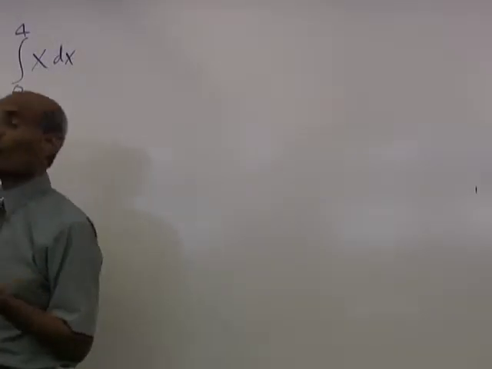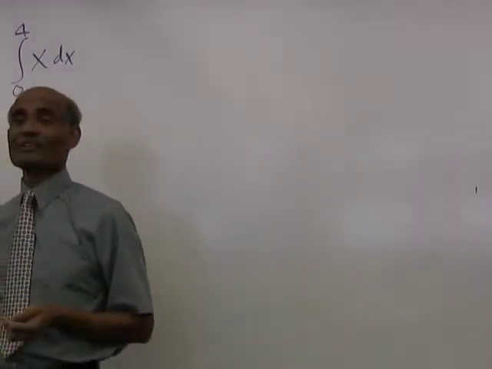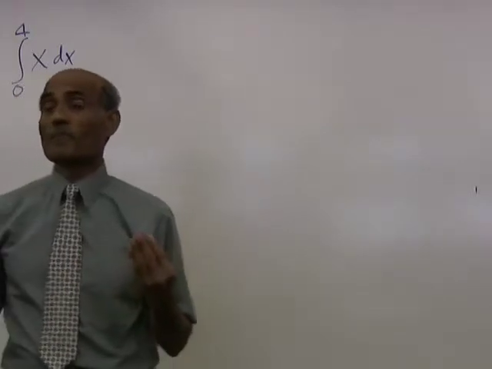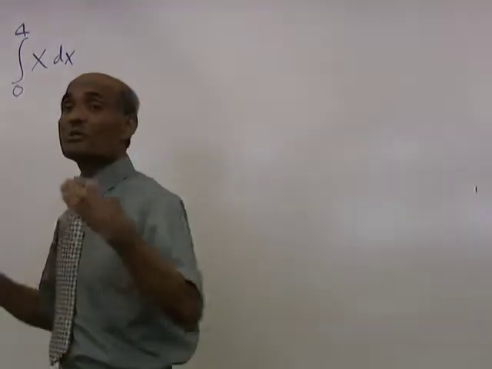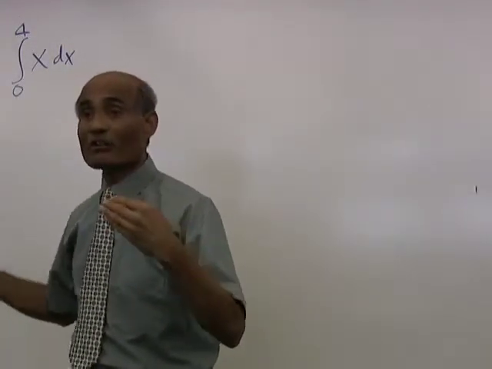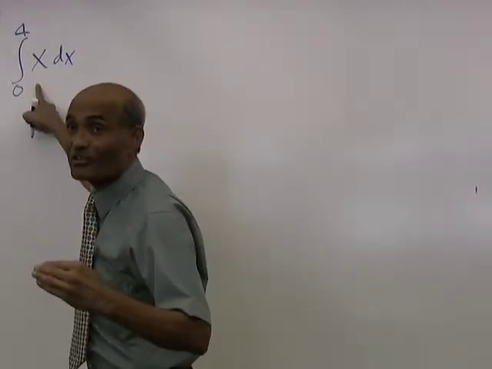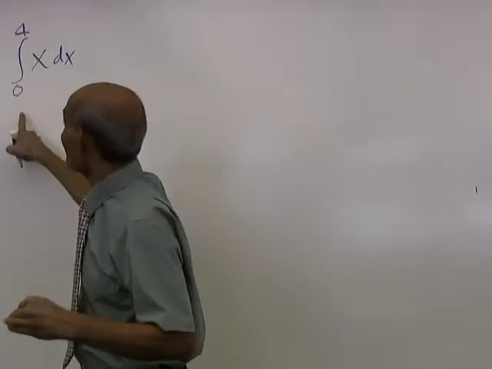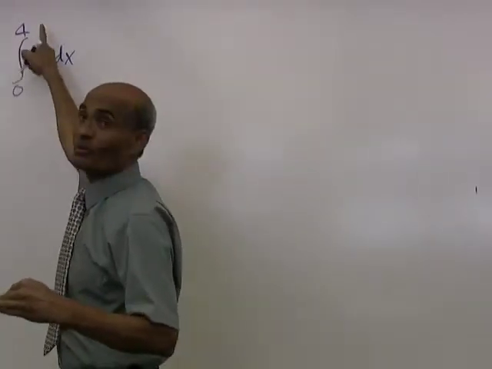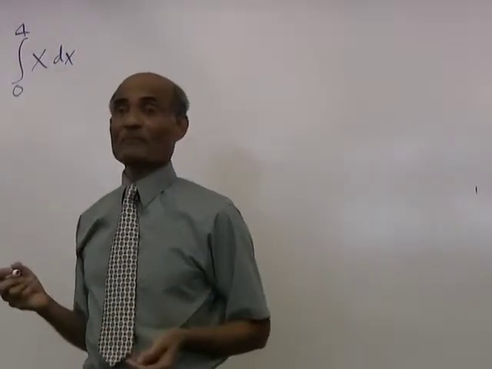What does that mean? Integral 0 to 4 x dx. It means it gives you a measure of the area enclosed by the graph of f of x equal to x with the x-axis from x equal to 0 to x equal to 4. That's the meaning of that.